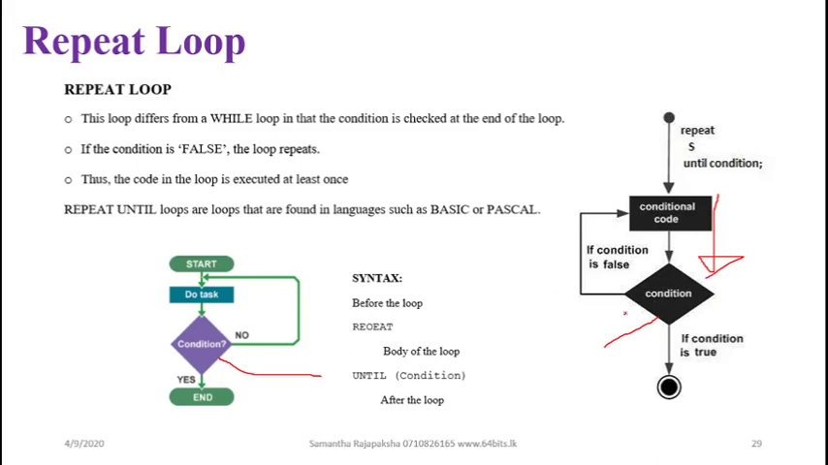And the other difference is, if the condition is false, continue. If the condition is true, exit. But for the for loop and while loop, it is the other way. If the condition is true, continue. Condition false, exit. But here it's totally reversed. Now these two loops are normally available in two languages, Pascal and BASIC, but most languages don't have them. Now in here, when you are drawing the flowchart, it looks like this.